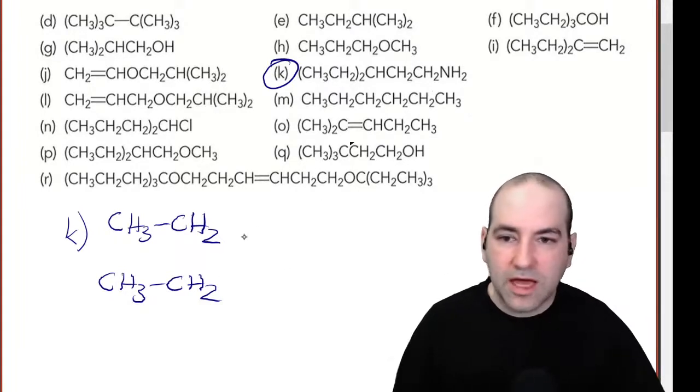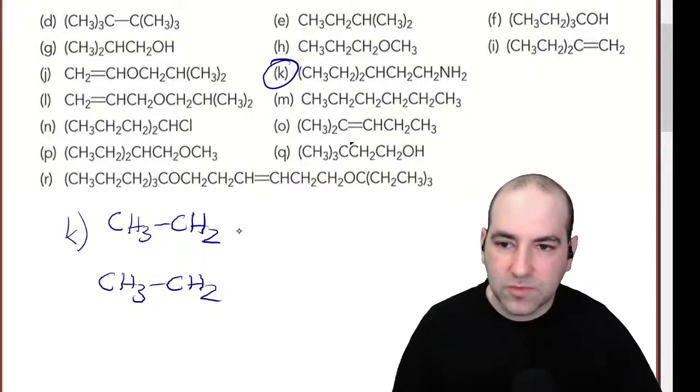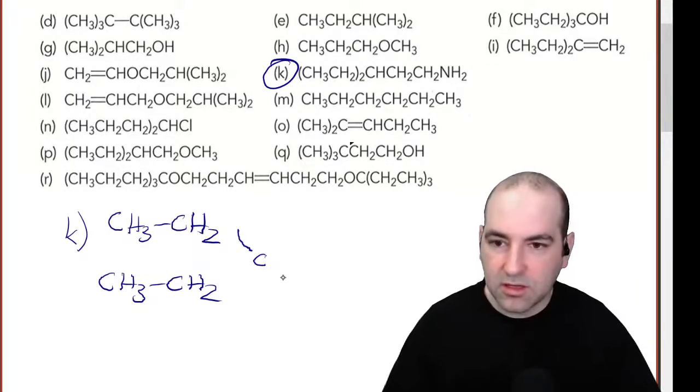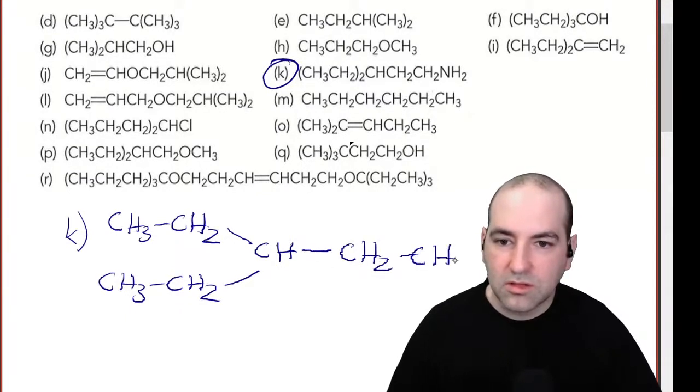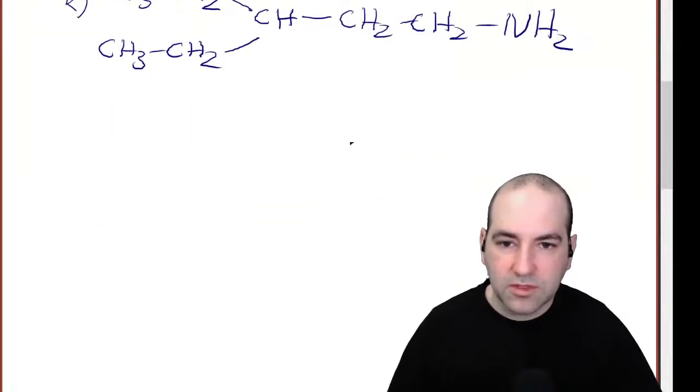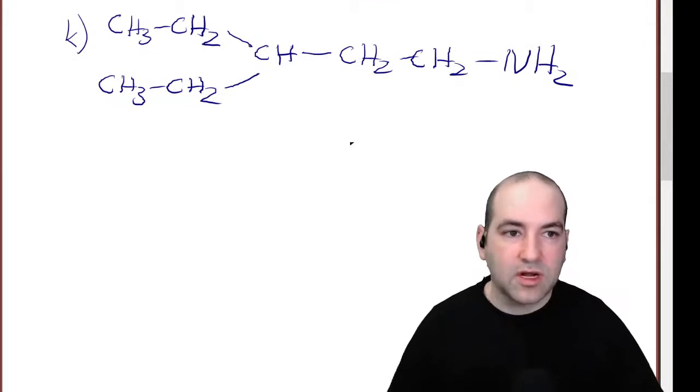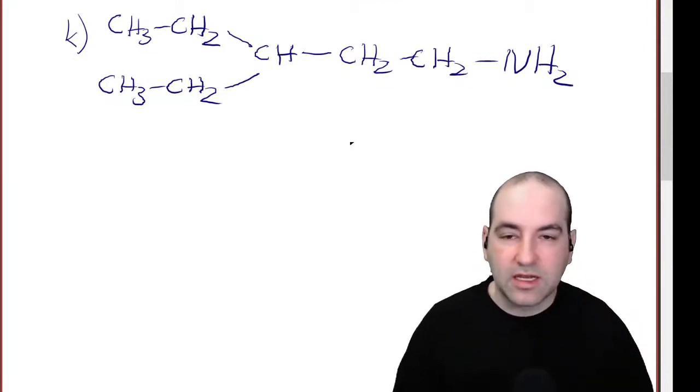Okay, so that taken twice, and then that's going to go down to the CH, and then the CH2, CH2, NH2. So those both are connected to the CH, which then goes to the CH2, CH2, NH2. I'll move that up so you can see it. So there's our expanded version of the condensed structure.